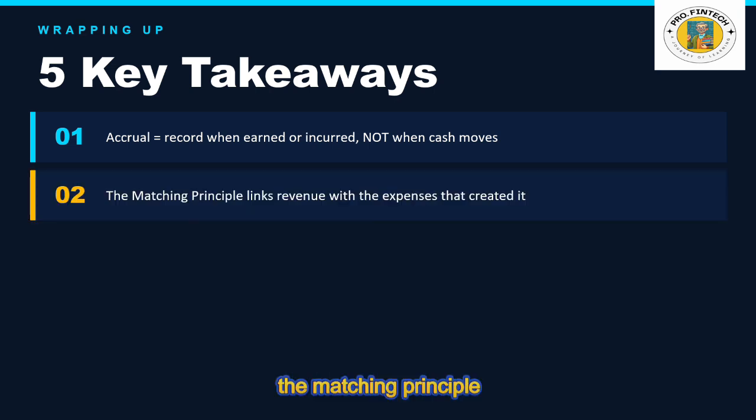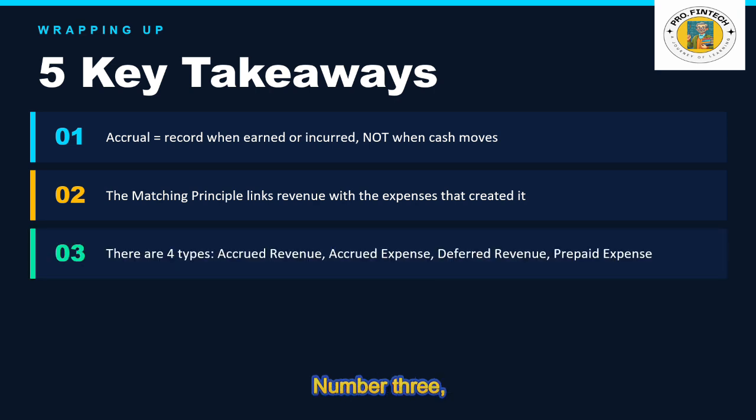Number 2, the matching principle. Every expense should be recorded in the same period as the revenue it helps create. Revenue and cost, matched together period by period. Number 3, there are 4 types of accrual entries: accrued revenue, accrued expense, deferred revenue, prepaid expense. Each handles a slightly different timing scenario, but all follow the same core logic.